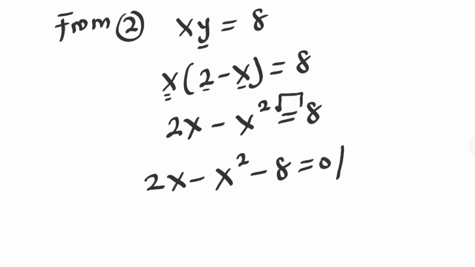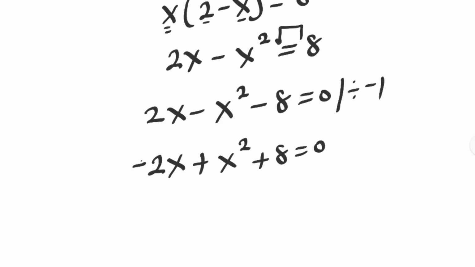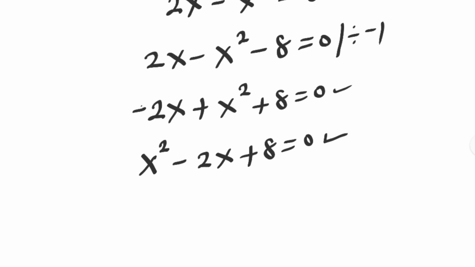Let us divide the whole of this equation by minus 1. Then 2x divided by minus 1 is minus 2x, and minus x squared divided by minus 1 is plus x squared, minus 8 divided by minus 1 is plus 8, is equal to 0. Let us put this in standard form. x squared minus 2x plus 8 is equal to 0. This is a quadratic equation which can be solved using the quadratic general formula.